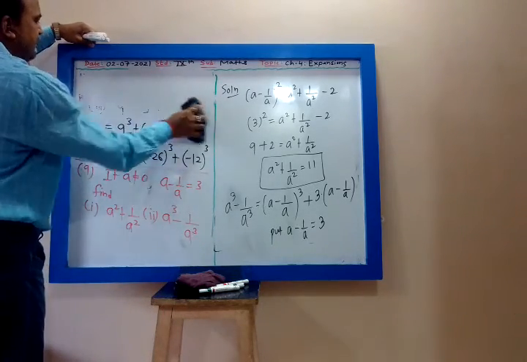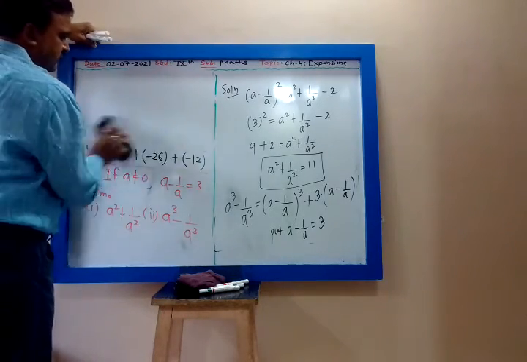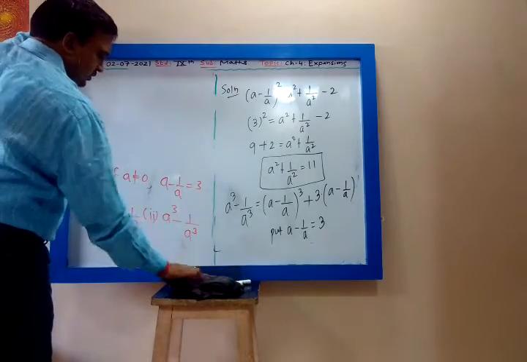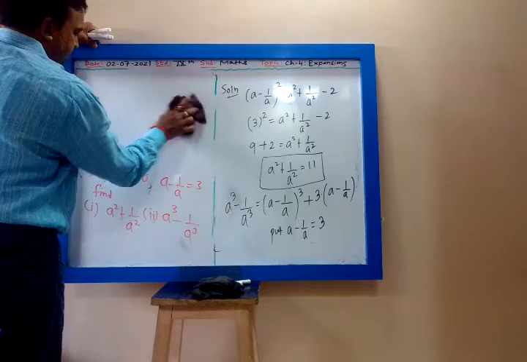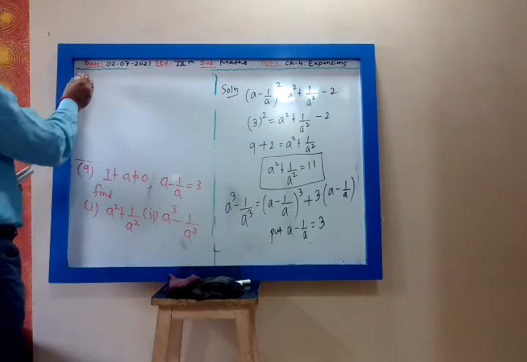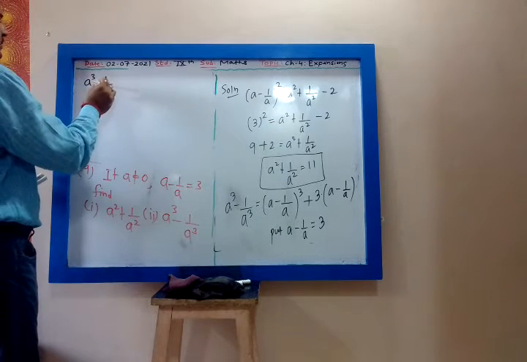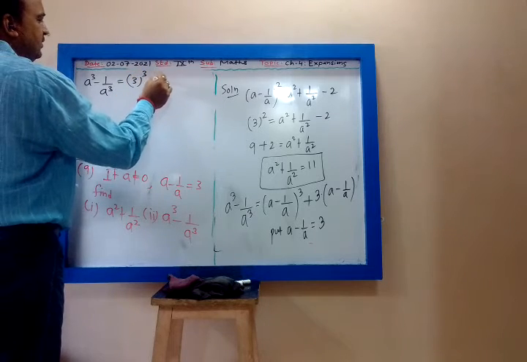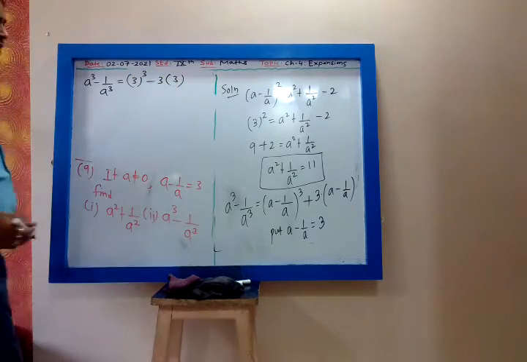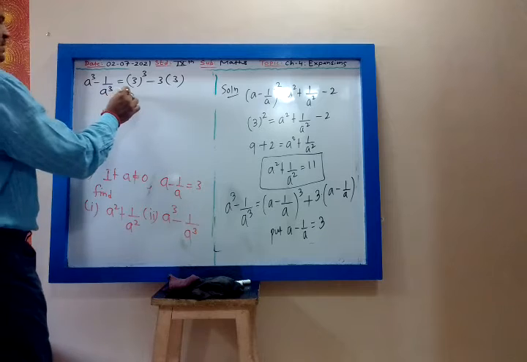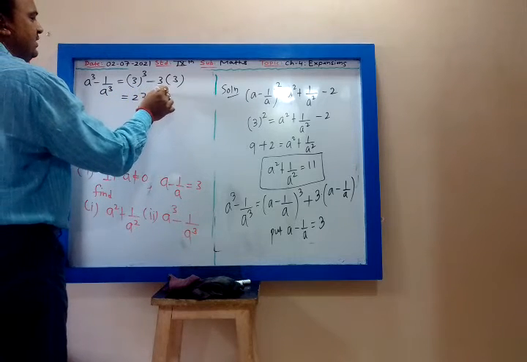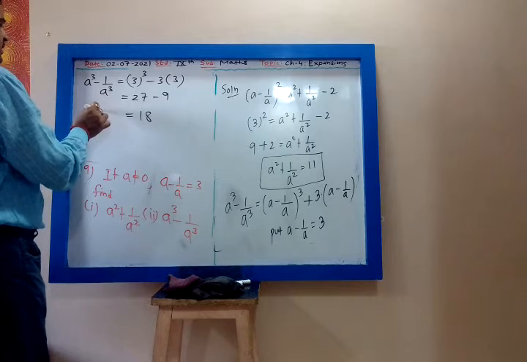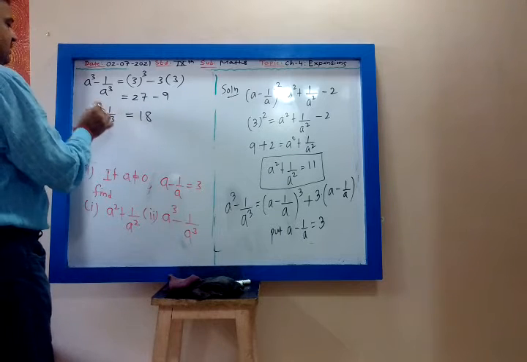So let us substitute the value and find. A cube minus 1 upon A cube will be 3 cube minus 3 into 3, as A minus 1 upon A is 3. So 3 cube is 27 minus 9, 3 3s are 9, and that is 18. So A cube minus 1 upon A cube is 18.